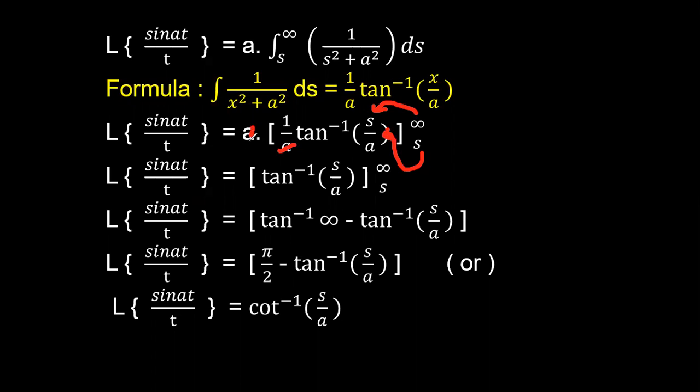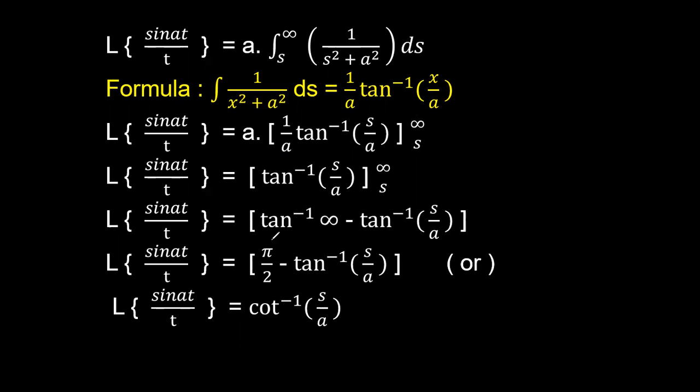So this a and this a both will get cancelled. Now apply the upper limit and lower limit in the s value. Why? Because it is integrating with respect to s. The integration is done with respect to s, so that's why you have to apply the upper limit in s and the lower limit in s. After cancelling these two, finally you will get tan inverse of s by a, where the limits vary from s to infinity.